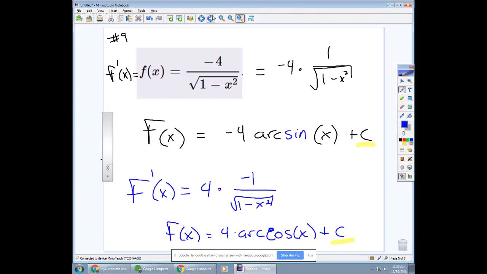So back here, when I separated out the negative 4, since that was positive, it's natural that I put the arc sine here. But if I leave the negative in the top, then the arc cosine should be the answer. But there's no more negative out front because the arc cosine is part of its being. Woo, fun.